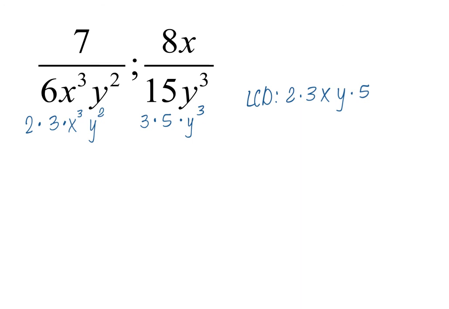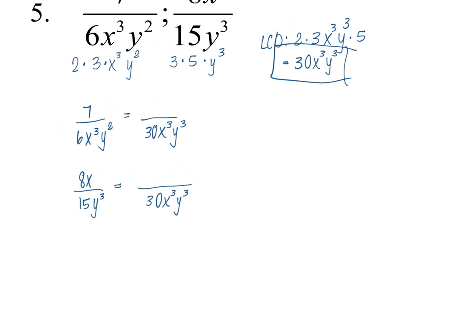So now we want to assign everything the highest power in which it appears in each denominator. We have a y squared that appears in the denominator to the left and a y cubed that appears in the denominator to the right. So the highest that I see is a cube, and x cubed is the highest power I see of that as well. And then the highest power of 2 and 3 and 5 that we have is 1. So our LCD is equal to 30x cubed y cubed.